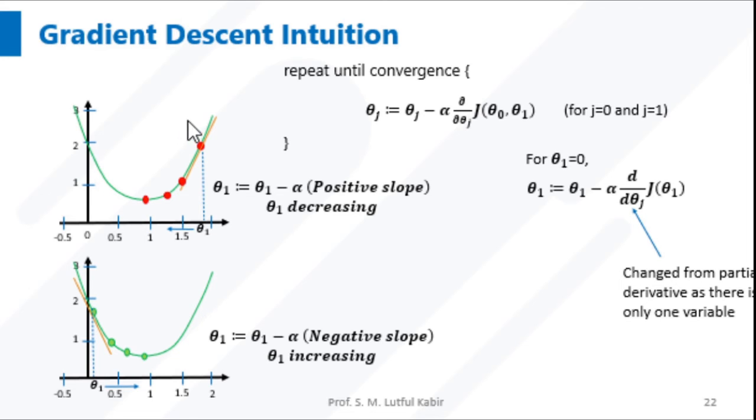In the previous case also, the theta is decreasing. It means it is advancing to the minimum point. And in this example, when theta is increasing, it is also advancing towards the minimum point. So in both examples, we can see that the algorithm will be forcing the updated theta toward the minimum point.